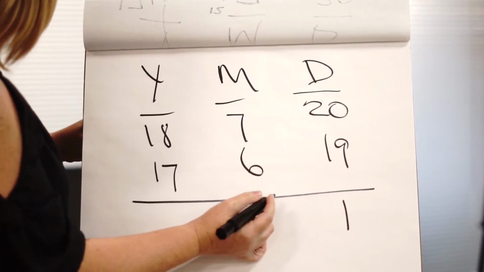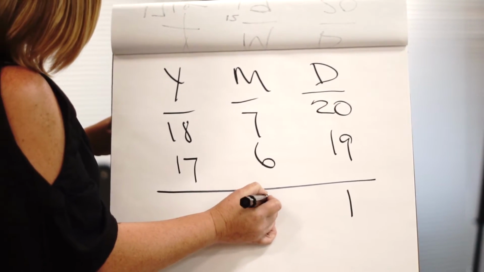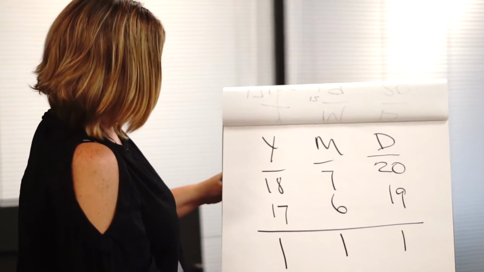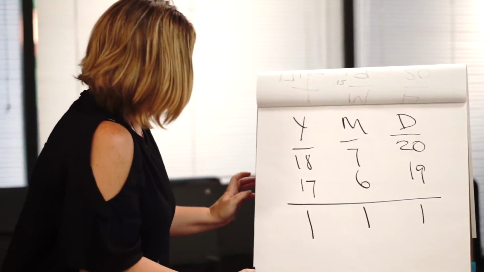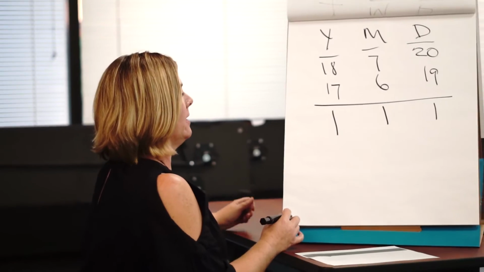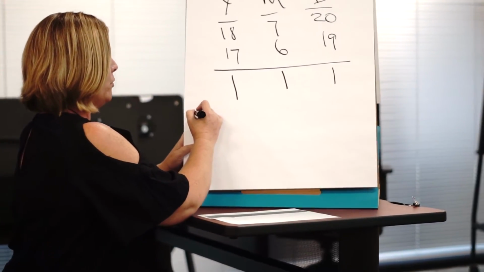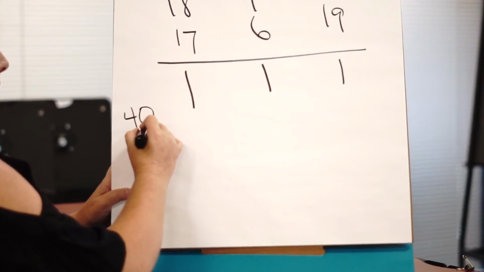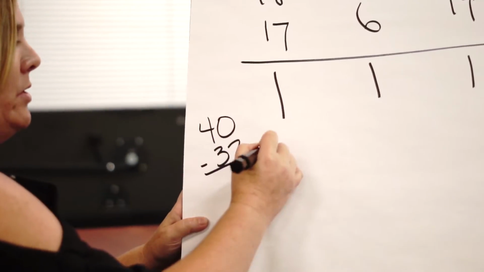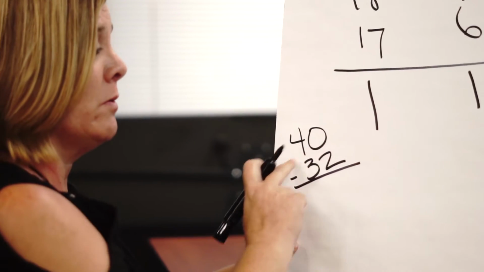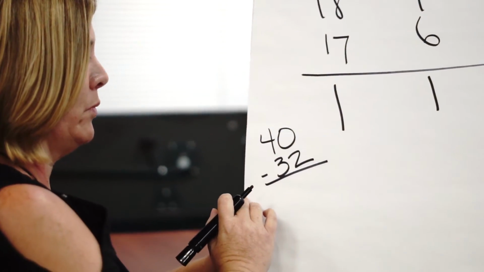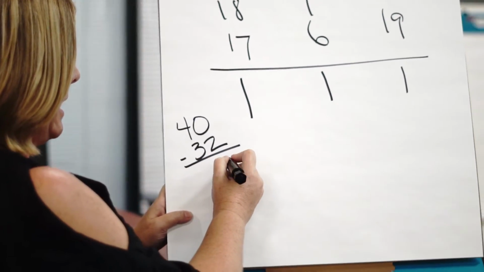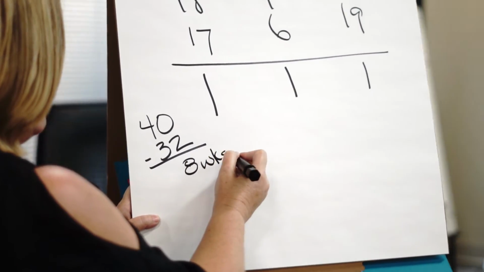So this child is 1 year, 1 month, 1 day. That's convenient. But this child was born at 32 weeks. So we're going to do some quick math over here. You can do this in your head, but I'm writing it out so you see it. So this is a full-term pregnancy. This is when that child was born. So we're going to do the math. So this child was born 8 weeks early.